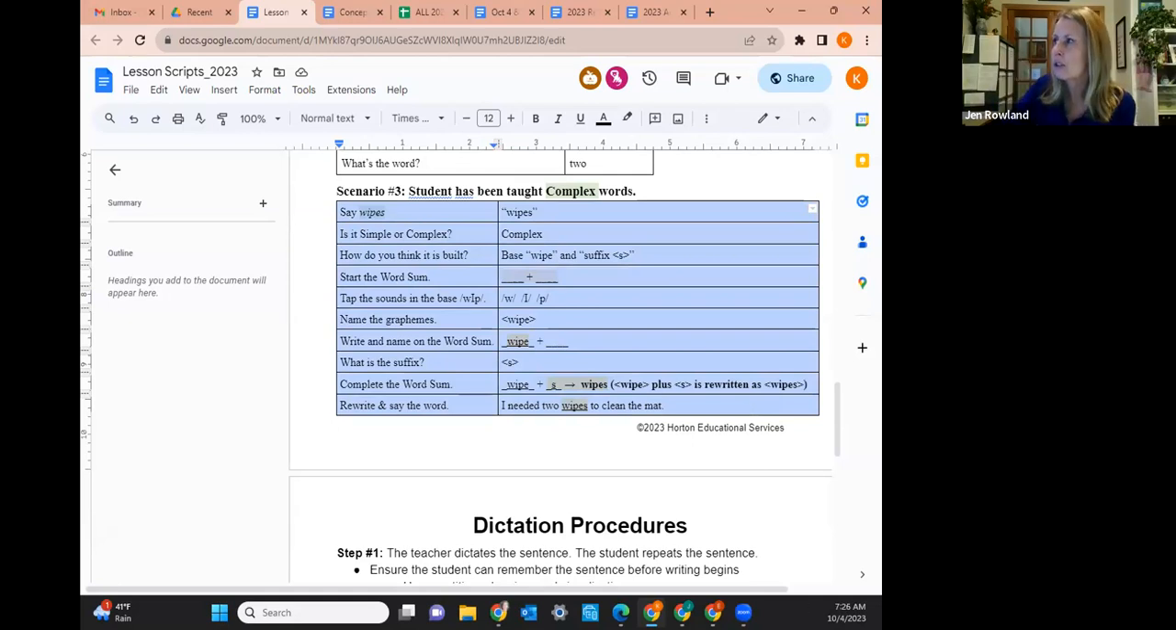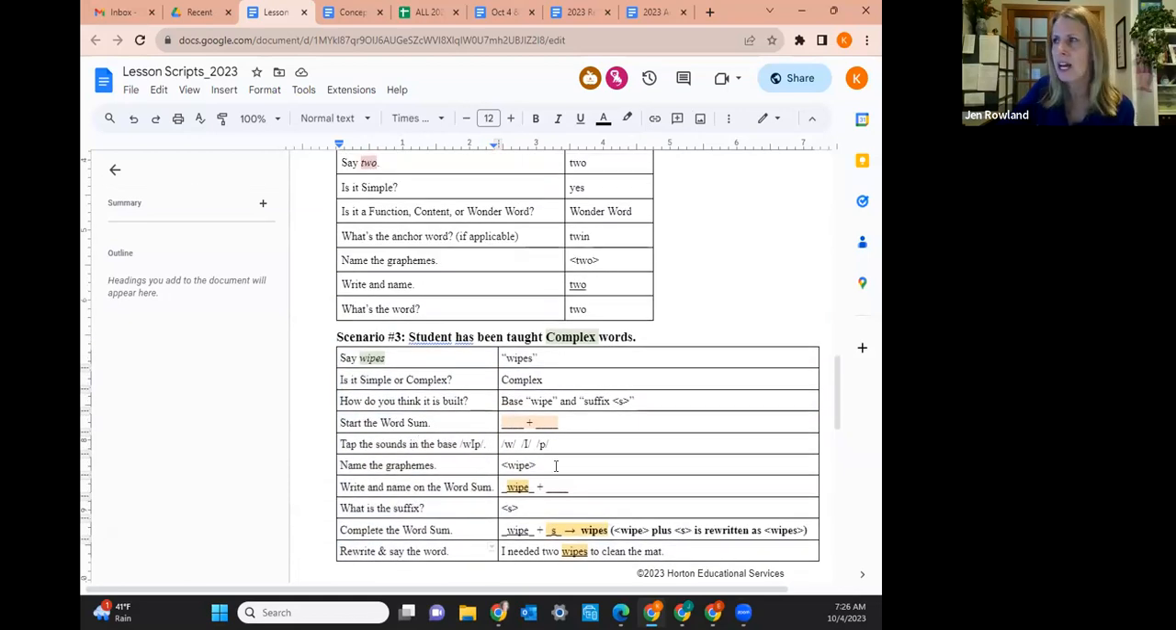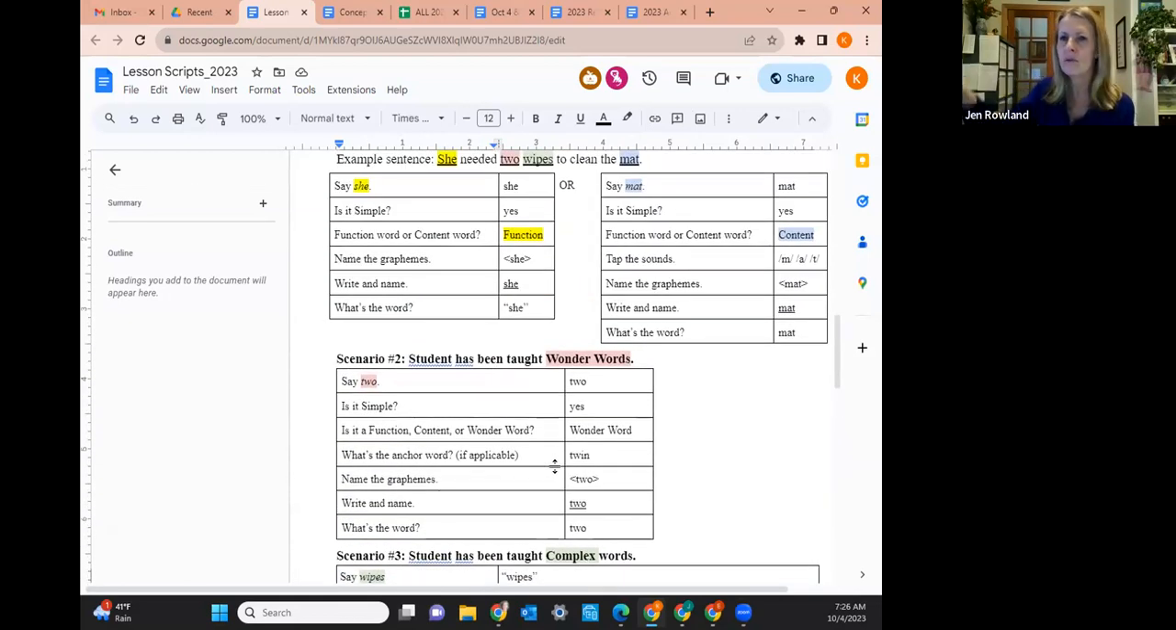And this is, of course, used during what part of your lesson? You want to type in the chat. When do you use these scripts? That's right, during spelling words.